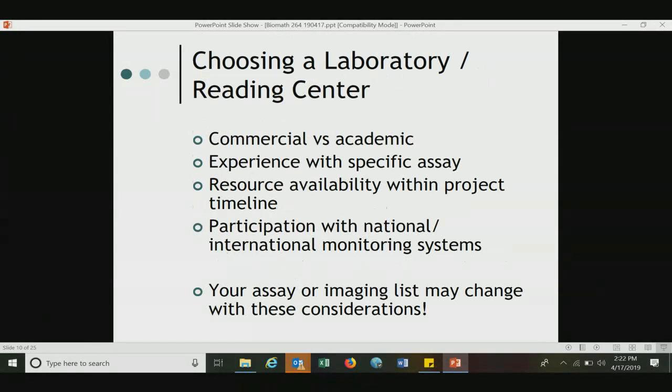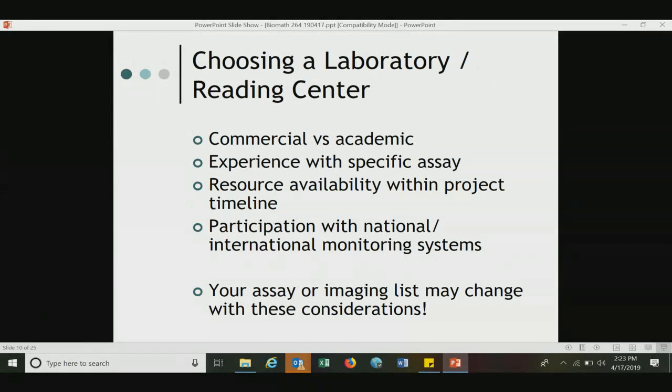Once you've chosen your biomarkers, then you need to find a laboratory and a reading center. And there's different considerations that you can have. There's nothing wrong with going with a commercial lab or a commercial reading center. You just want to make sure that you are clear about what your commitment is and any kind of contract, whether it's just on a contract basis and you retain the right to all the images or specimens.